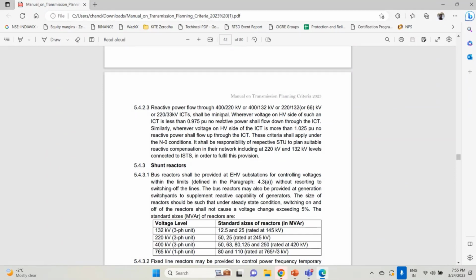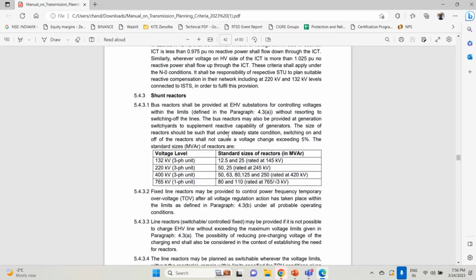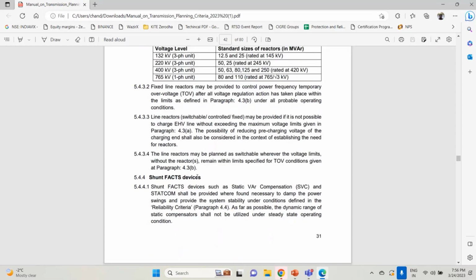If that planning is not adequate, then you move to 400 kV, because the size of equipment at 400 kV can be on the higher side, right? Then for the shunt reactor, at 765 kV you can have a 330 MVAR reactor or 240 MVAR reactor, 80 into 3 or 110 into 3. At 400 kV, you generally have three-phase units of 50, 60, 80, 125, 250. 125 into 2, if you place in parallel, will be 250, right? Then you can have 50, 25, 25 into 2, something like that. So this kind of reactor planning is there.